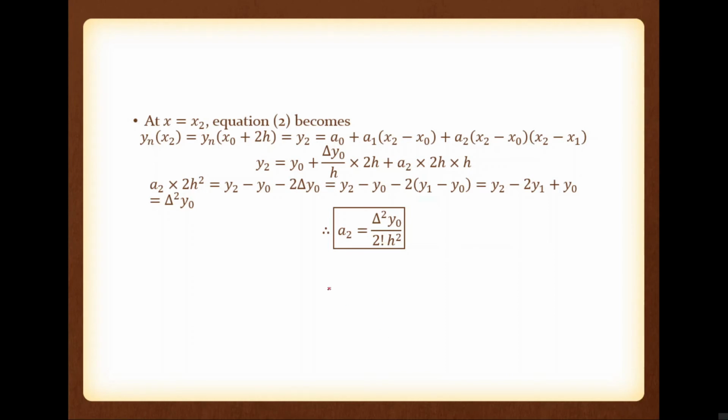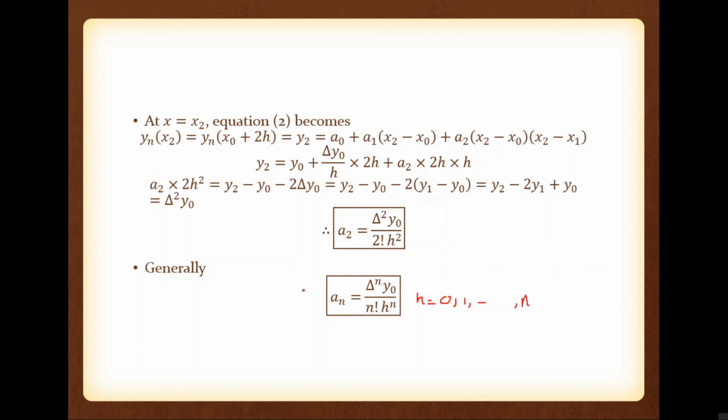Now I am going to write the last term, that is an is equal to delta raised to n y0 divided by n factorial into h raised to n. Okay, so please note, this equation is sufficient. You can write the general one, an is equal to delta raised to n y0 divided by n factorial into h raised to n, where n is varying from 0 to n.